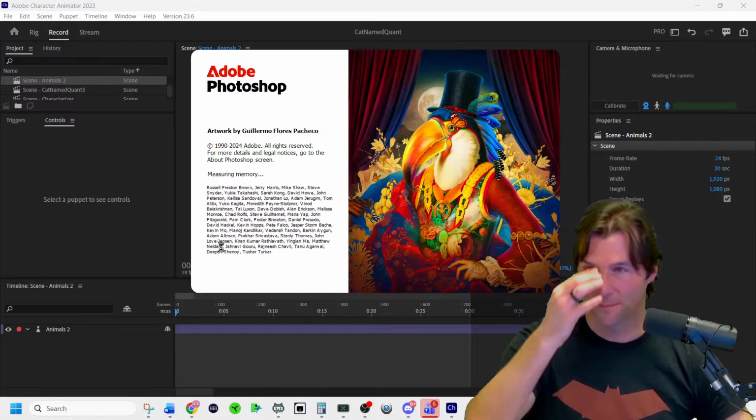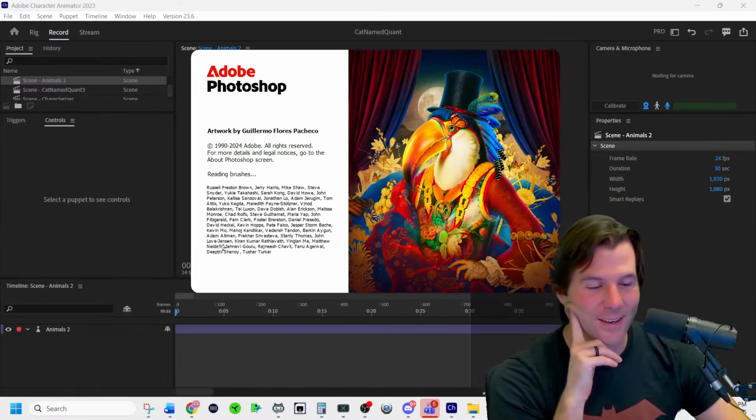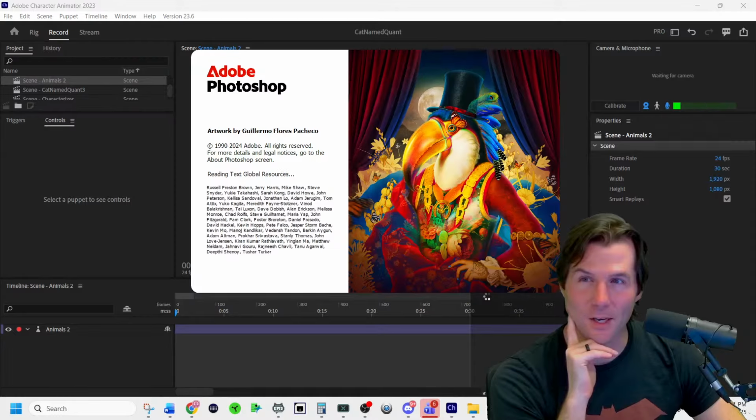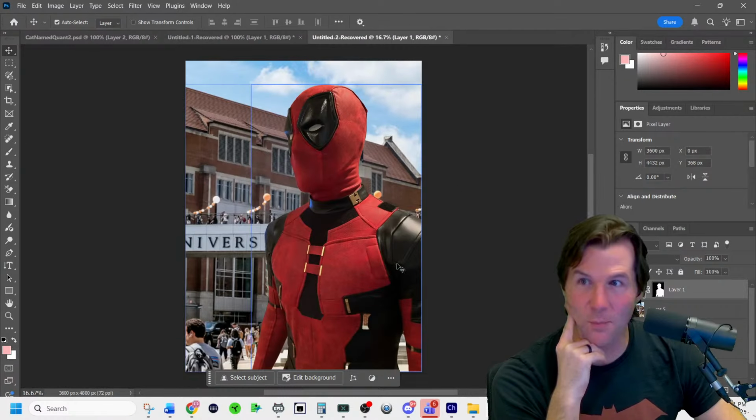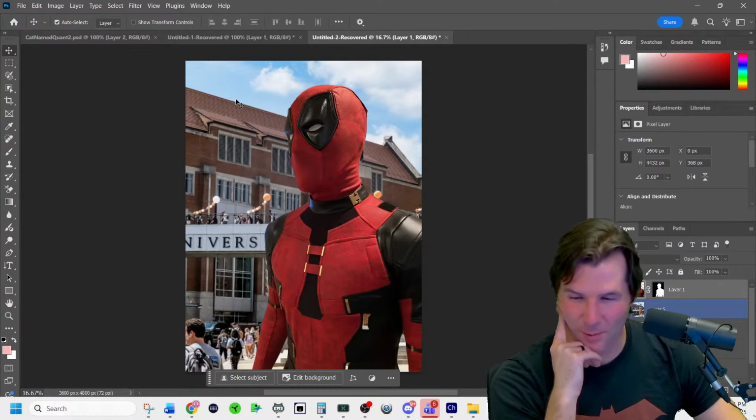Oh, wait a minute. Might have found it. Open. I'll show you a cat named Quant, because I think I found the picture of it. Okay, so let me open this. Photoshop. I drew this in class, and then it became a thing. And then I got the character creator working and made it. I animate. There it is. Yeah, there's Deadpool. So where'd cat named Quant go?